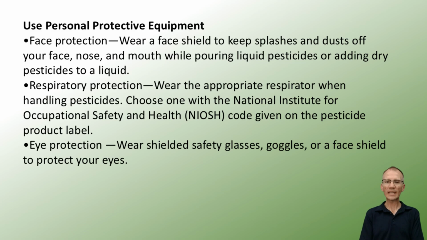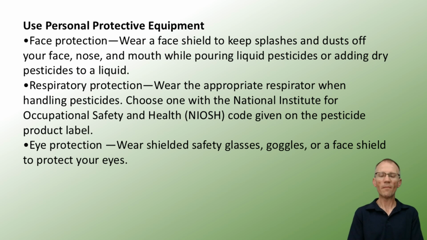Use personal protective equipment. Face protection. Wear a face shield to keep splashes and dust off your face, nose, and mouth while pouring liquid pesticides or adding dry pesticides to a liquid. Respiratory protection. Wear the appropriate respirator when handling pesticides. Choose one with the National Institute for Occupational Safety and Health, NIOSH, code given on the pesticide product label. Eye protection. Wear shielded safety glasses, goggles, or a face shield to protect your eyes.